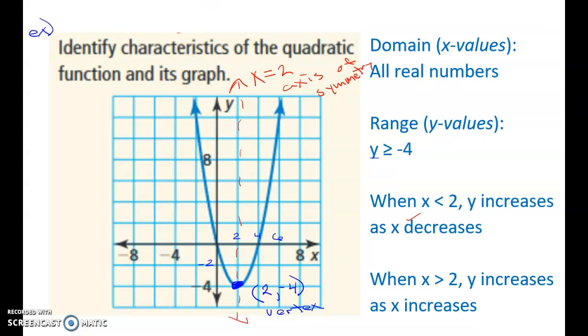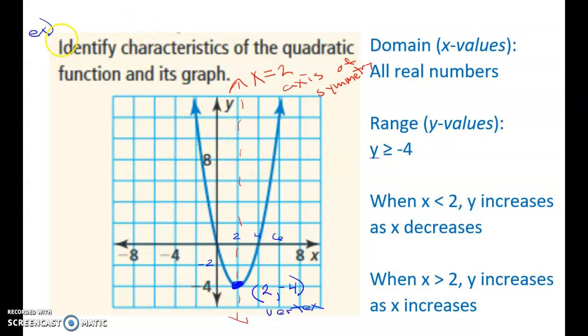Now on the right side, there are some other things that you could identify. So domain is going to be, just like I said, all real numbers. So whenever it asks you that, you'd say all real numbers. For the range, on this one, because it's been lowered, the lowest point is negative 4. So y has got to be greater than or equal to negative 4. Now there's some other stuff that you can do, and it's going to ask you about it on the assignment here, so we do have to go over it.